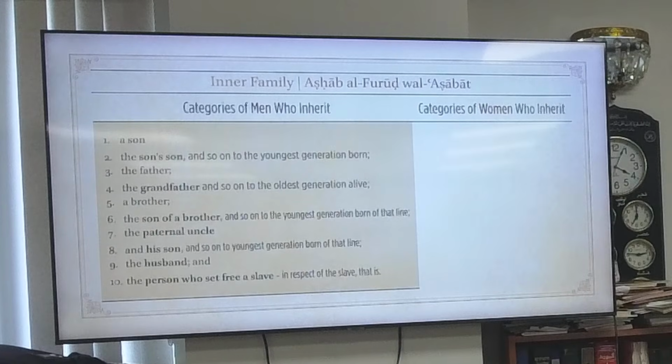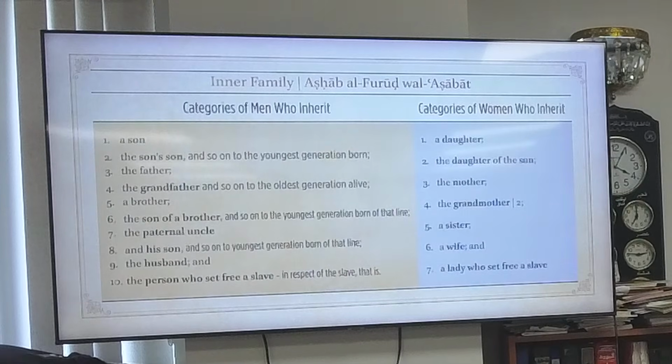So when you look at, for example, the grandfather could be, or say the brother could be, so in any case, this can be expanded to 15 people. And for women, 7 categories that can be expanded to 10 people. So when we talk about the daughter of the son, the mother, the grandmother, the sister could be full sister, half sister, paternal sister, maternal sister, a wife, and a lady who set free a slave.